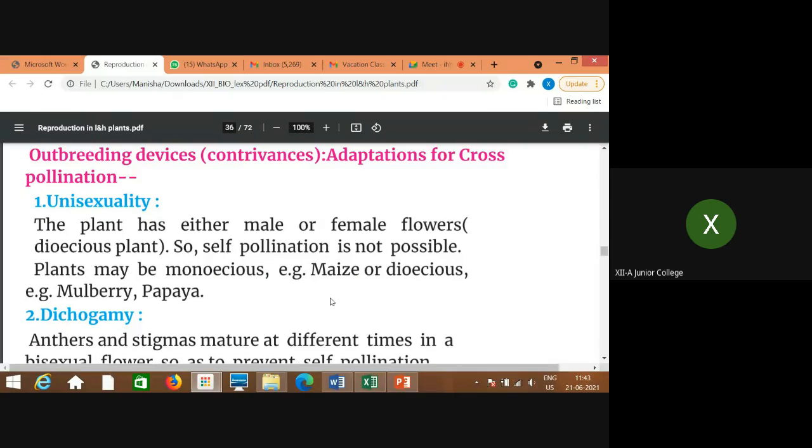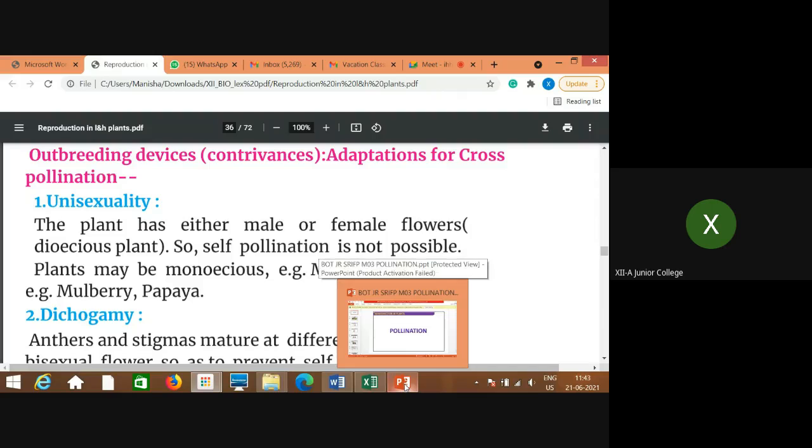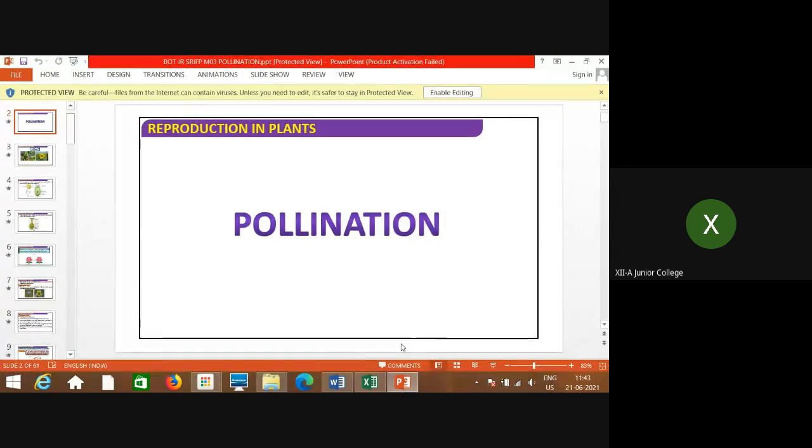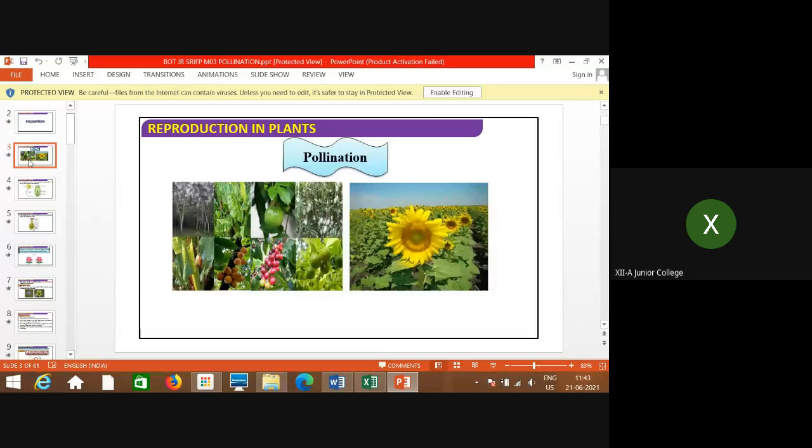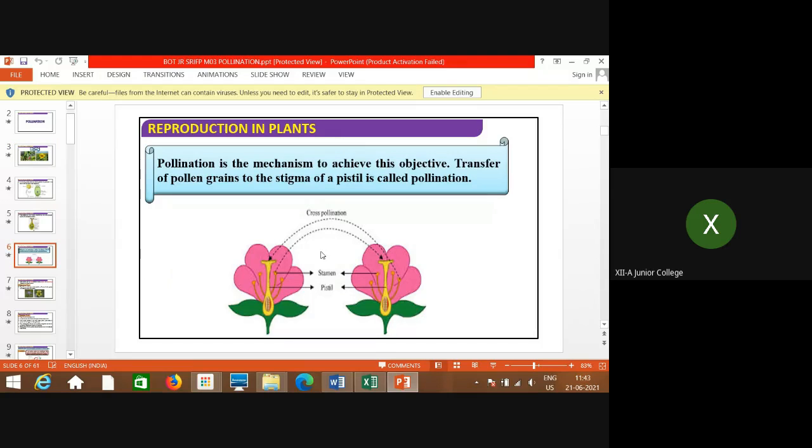Now, outbreeding devices and all that will take a little time. So before that, I would like to show you the same thing with a few more slides, so that you will remember it again with very good examples and pictures. Okay, so pollination, as you know, is the transfer of pollen grains, by the agency of an agent or without an agent.